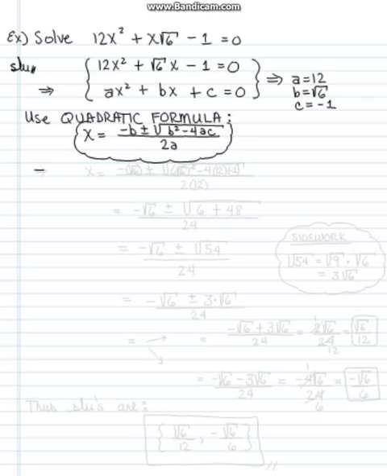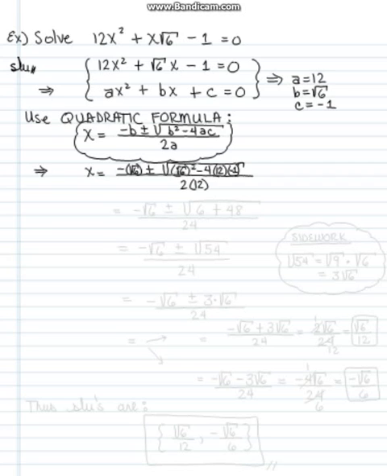Okay, so that implies in this case that x is equal to negative parenthesis plus or minus the square root of parenthesis squared minus 4 times parenthesis, over 2 times parenthesis. Let's insert b. b is equal to the square root of 6. It goes here, it goes here. Let's insert a. a is equal to 12. It goes here and here. And now let's insert c. c is negative 1. It goes here.